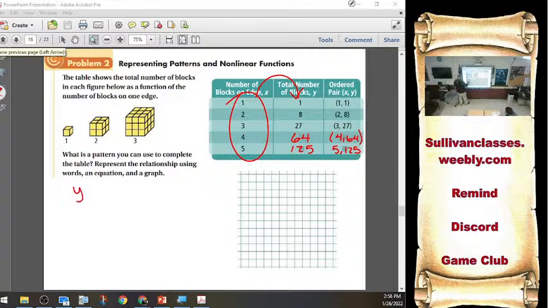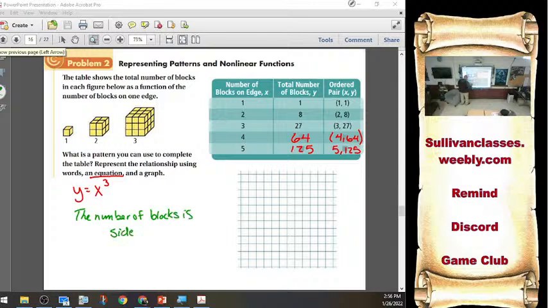I can use y equals x cubed. In fact, not only is that my pattern, but that's my equation. Y equals x cubed. Whatever x is, cube it, that's y. Okay? And then, with words, I would say the number of blocks or cubes is side length cubed.